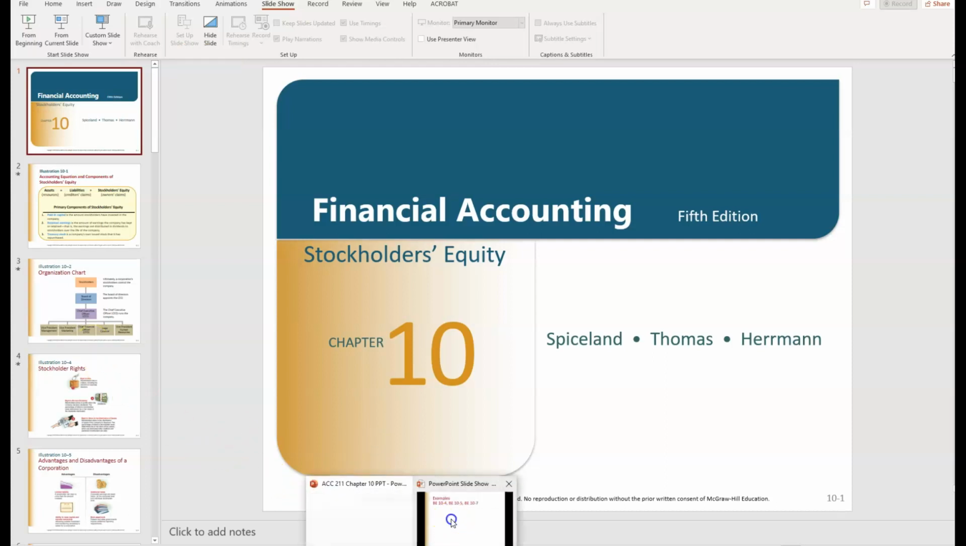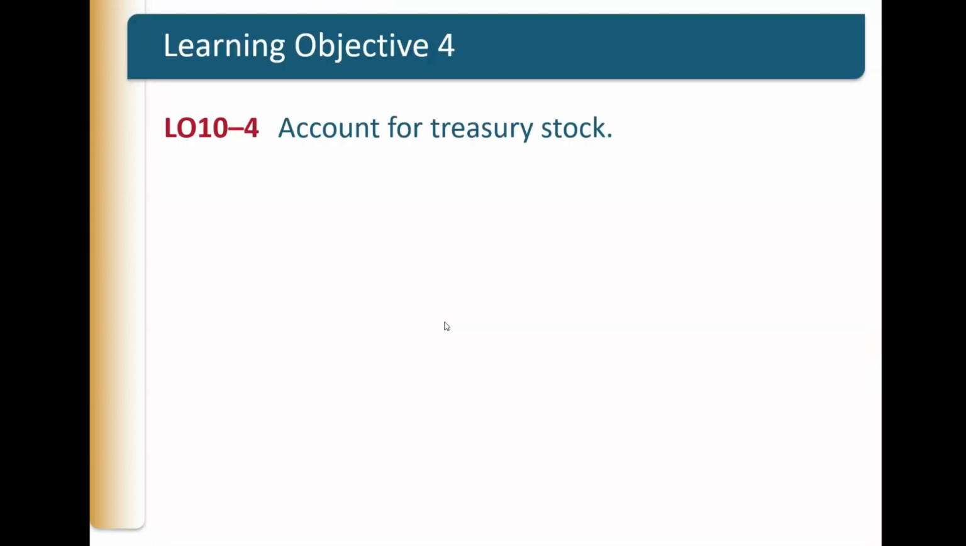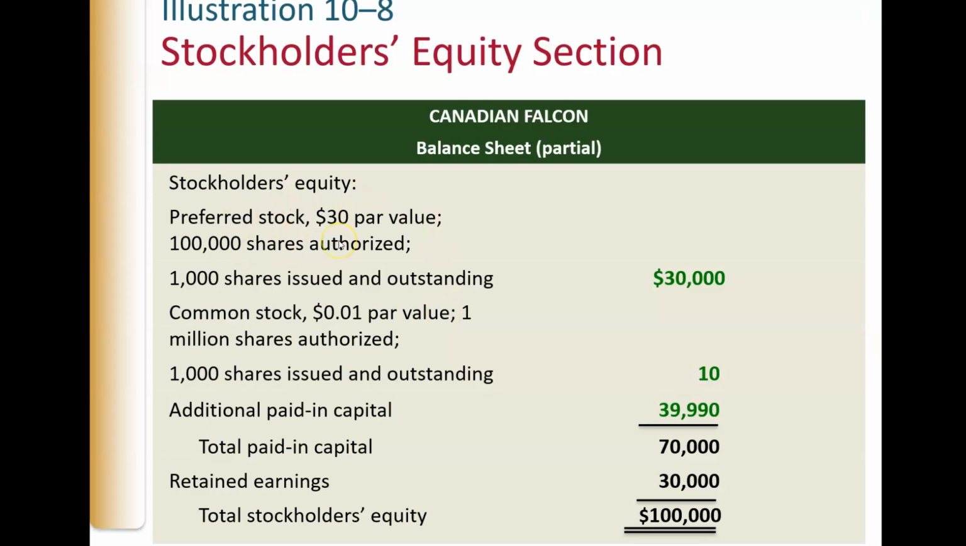Let me go back to this. So what does that look like on a balance sheet in the stockholders' equity section? They typically list the stock, preferred stock, how many shares are authorized, how many shares are issued, and how many shares are outstanding. And they list a par value.